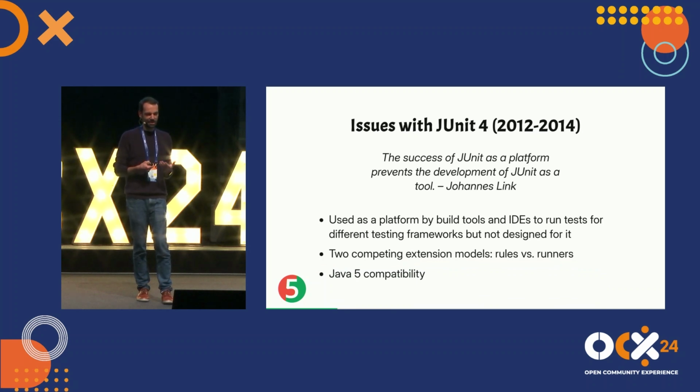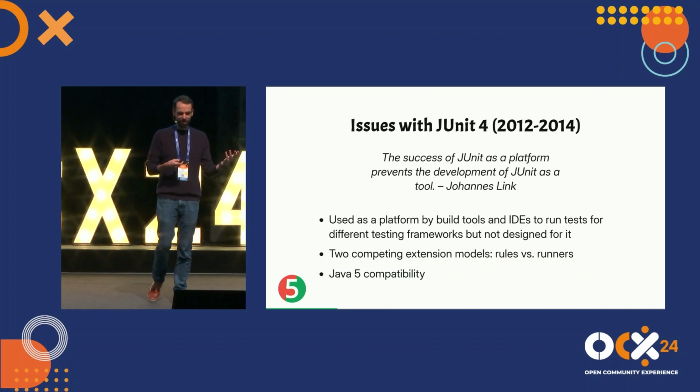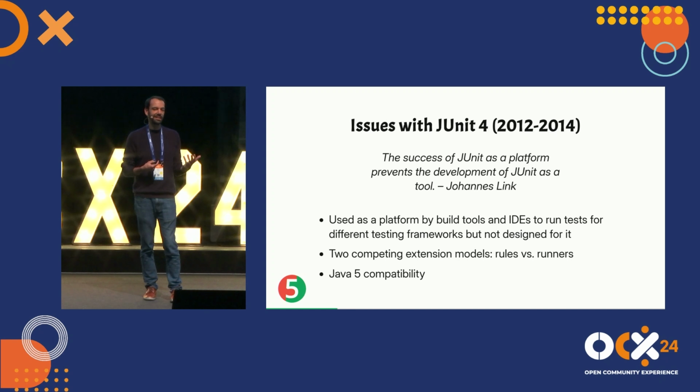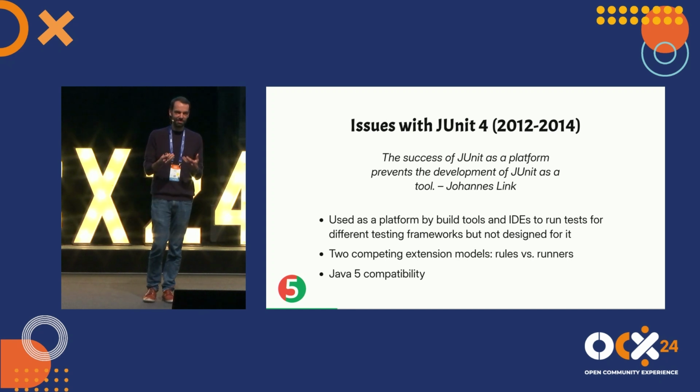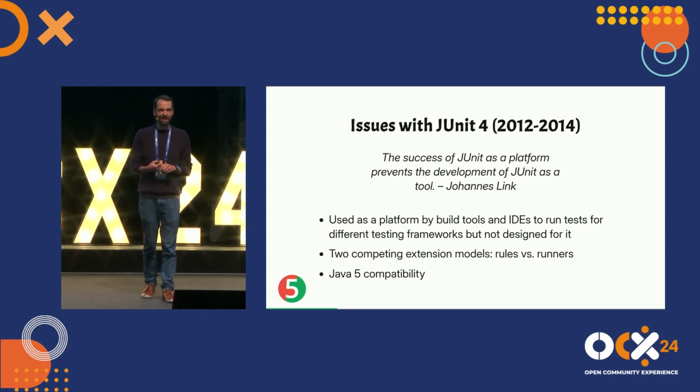So this kind of happened, and in a way, as my then colleague Johannes Links described it, the success of JUnit as a platform prevented the development of JUnit as a tool, because we constantly hit this kind of problem, and it was really hard to evolve JUnit anymore, because it was used by build tools and IDEs very deeply. And there were other problems.